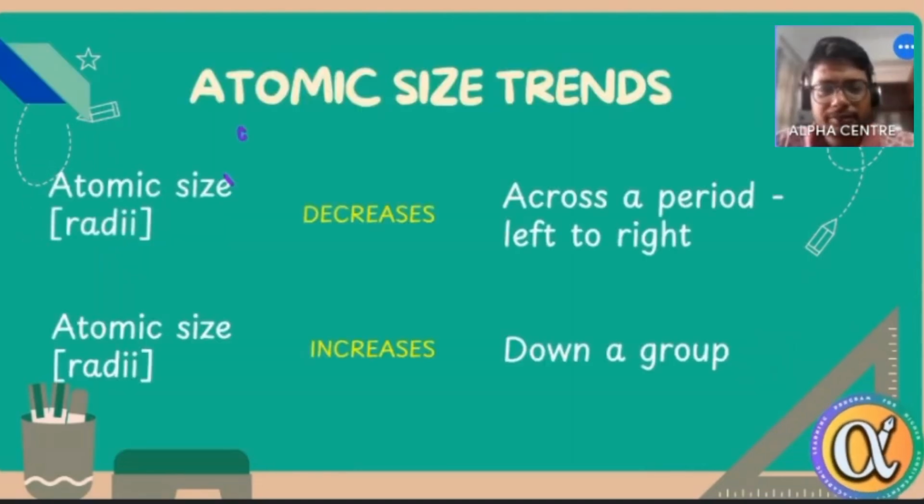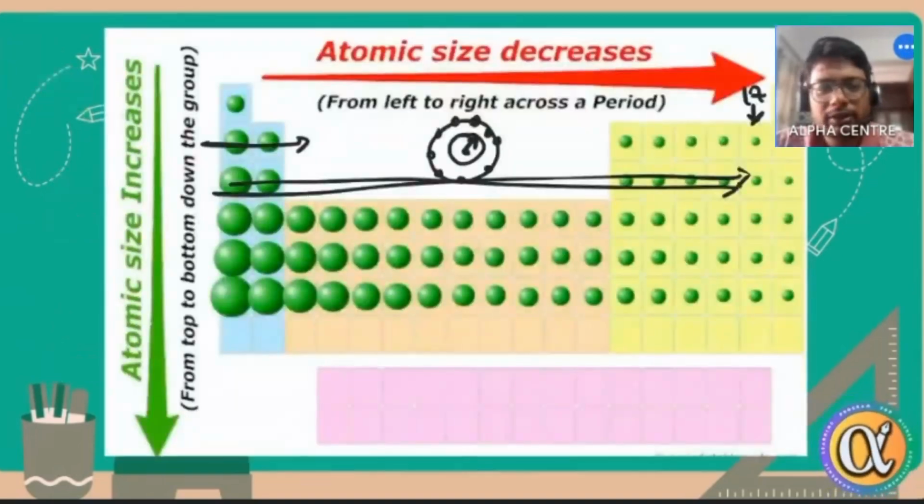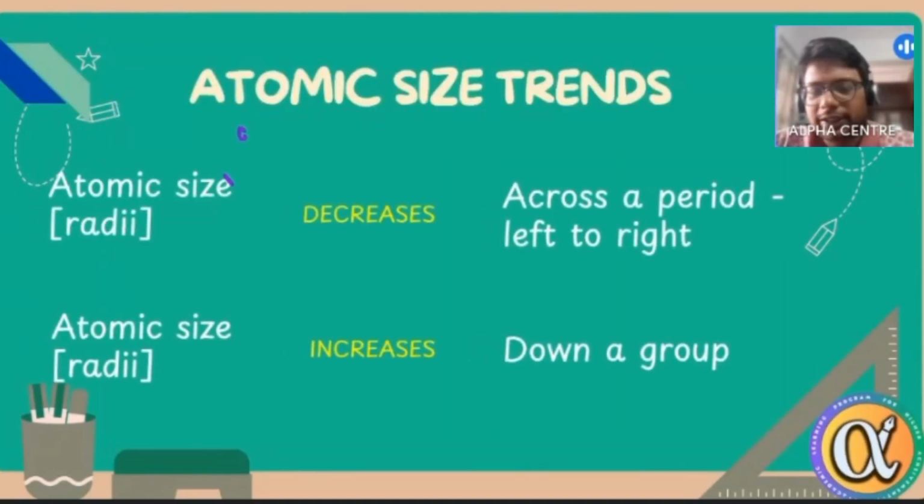Okay, moving further. So this is the trend we learned. Atomic size decreases across a period from left to right, and atomic size increases down the group. That's all about the atomic size trend.